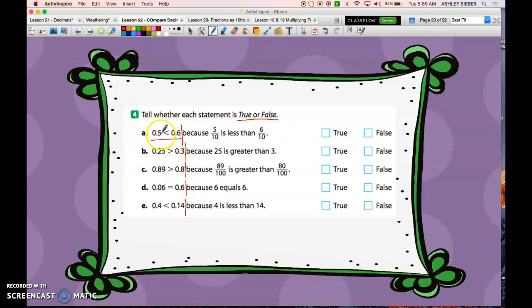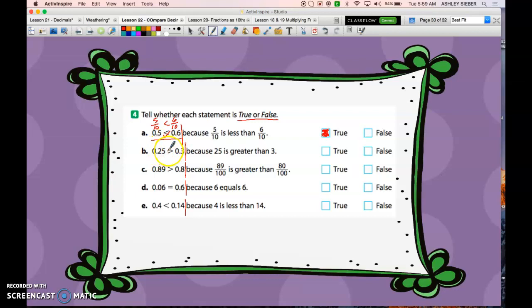So let's do these. I know that this means 5 tenths, and this means 6 tenths. Is 5 tenths less than 6 tenths? Yes, so let's look. Does it say because 5 tenths is less than 6 tenths? Yes, A is true. All right, let's look at B.